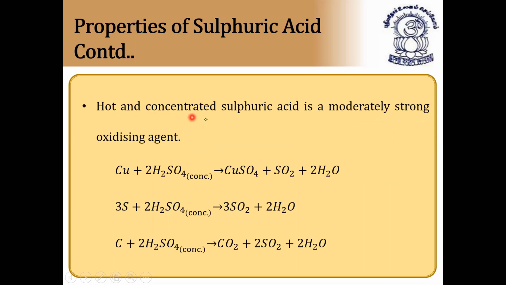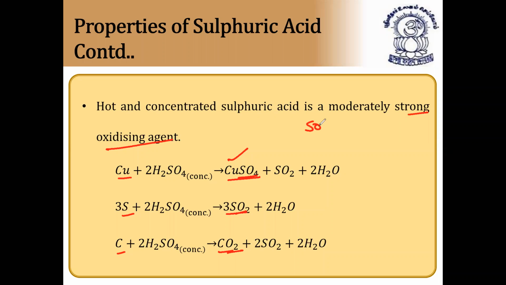Hot and concentrated sulfuric acid is a moderately strong oxidizing agent. It oxidizes copper to copper sulfate, sulfur to sulfur dioxide, and carbon to carbon dioxide. So concentrated sulfuric acid is a good, strong oxidizing agent. These are all oxidation processes: addition of an electronegative radical, addition of oxygen. I hope it is clear.